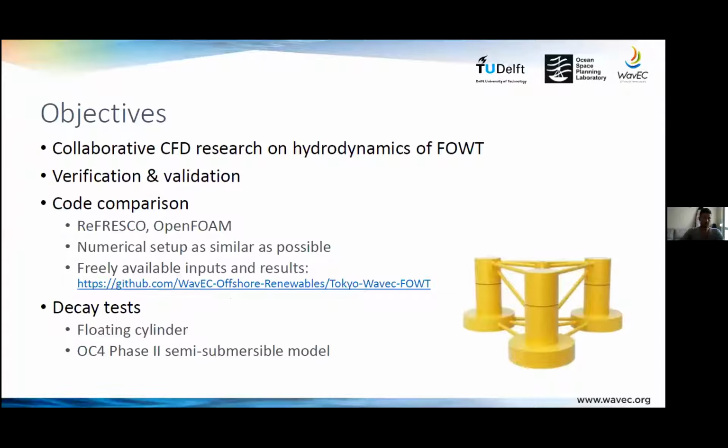First of all, this is a collaborative project between WavEC, TU Delft and the University of Tokyo. That is why I would really like to thank all the co-authors for their support, especially Pranav, who is here in the organization, who has been sharing a lot of CFD work with me on that.